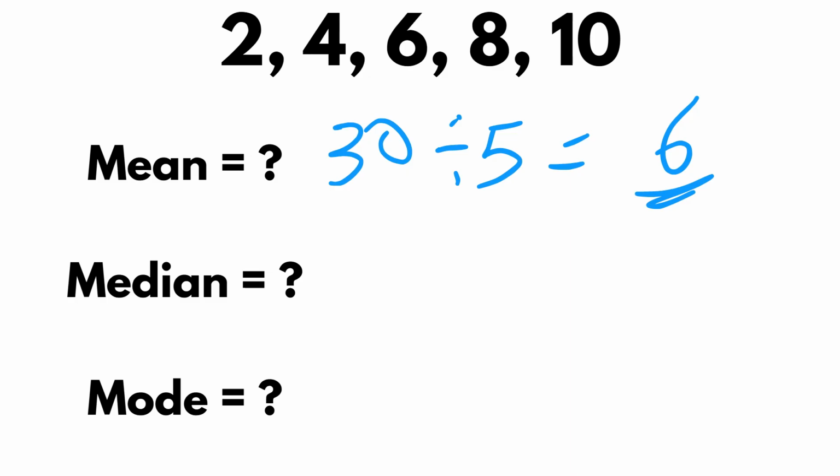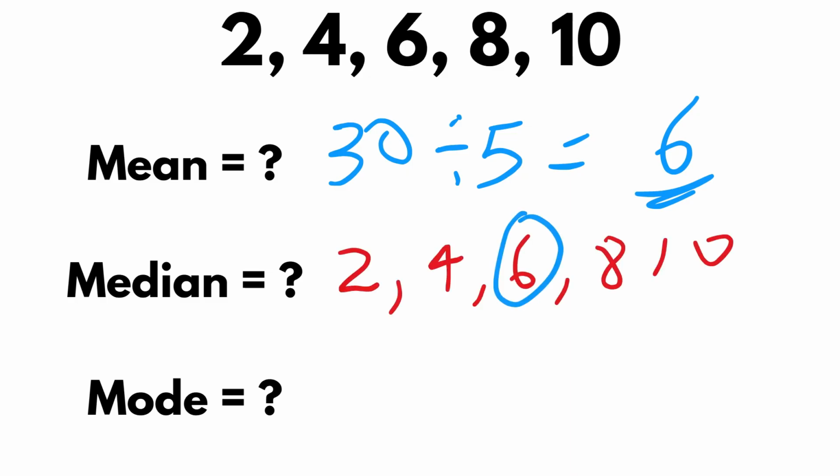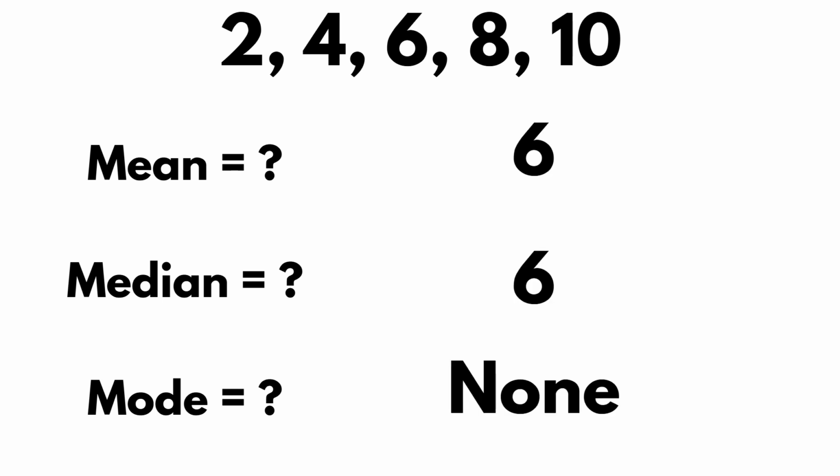Now median shouldn't be hard. You can do that in your head. The median will be 6. Now you know mean is 6, median is 6. What about mode? What is mode? Remember, mode is the number that repeats itself most often. Remember, there can be one mode, 2 or more modes, or no mode at all. So in this case, there is none. No number is repeating itself more than 2 times.